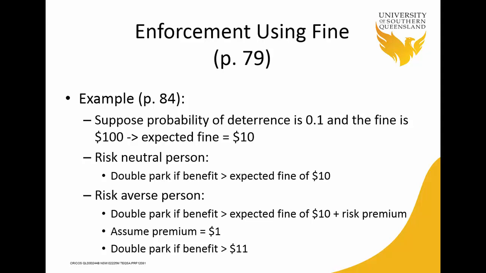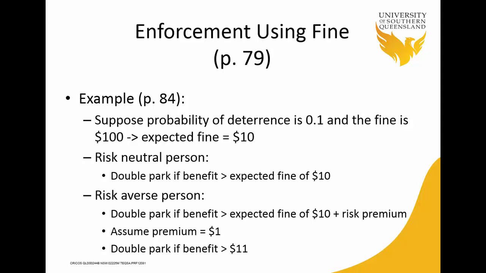However, a risk averse person will look at the expected fine plus something else which represents the extra cost to them because they are risk averse, which is what we call the risk premium. If we assume it's equal to 1, then the risk averse person will double park only if the benefit that they get from doing so is greater than $11, not $10. You see, so they would double park less because they expect the benefit to be much higher in order for them to break the law that way.